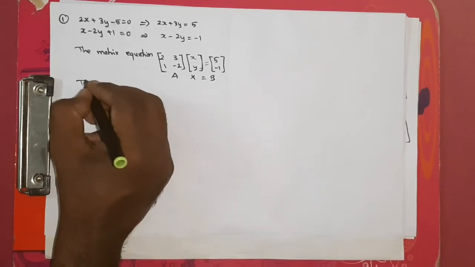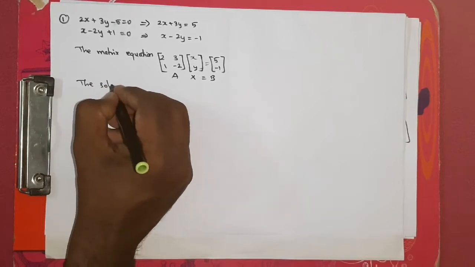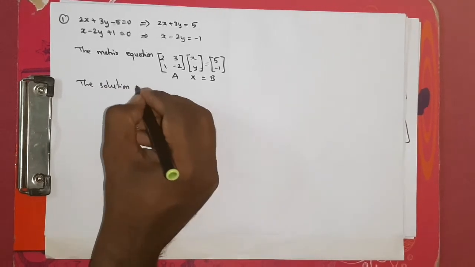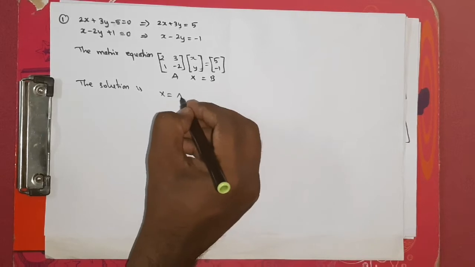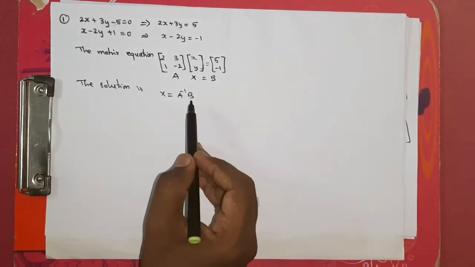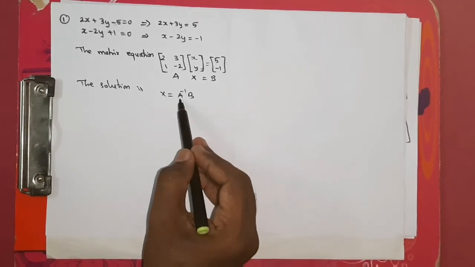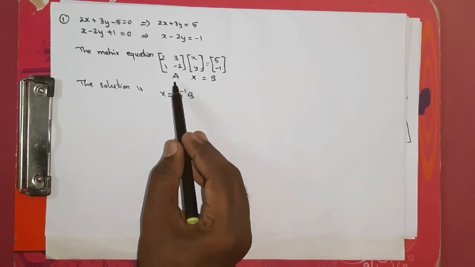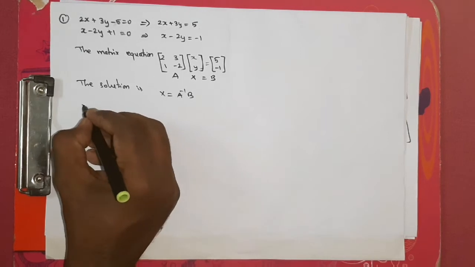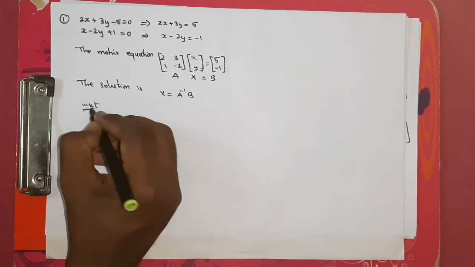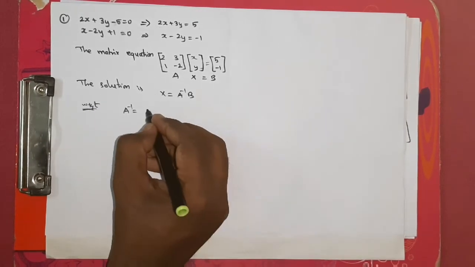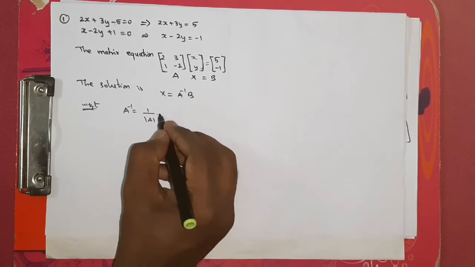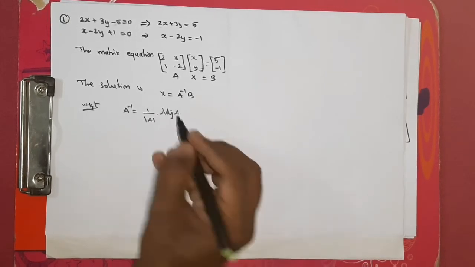Now what is the solution part? We know the solution is X is equal to A inverse B. Okay, the B matrix we know, and the A matrix we know, but we do not know A inverse. For that, we have a formula to find A inverse, and that is A inverse equal to 1 by determinant of A into adjoint of A.